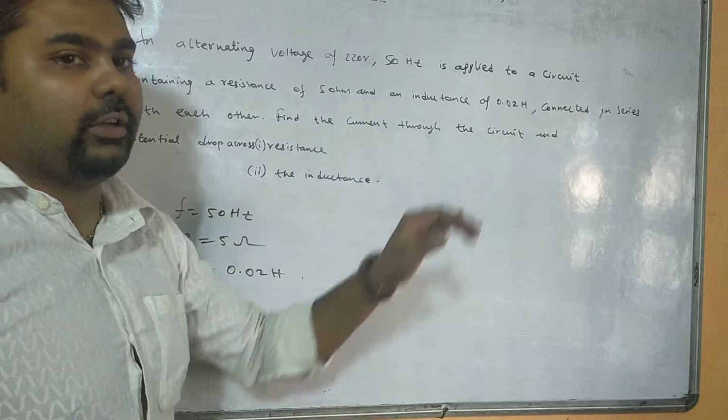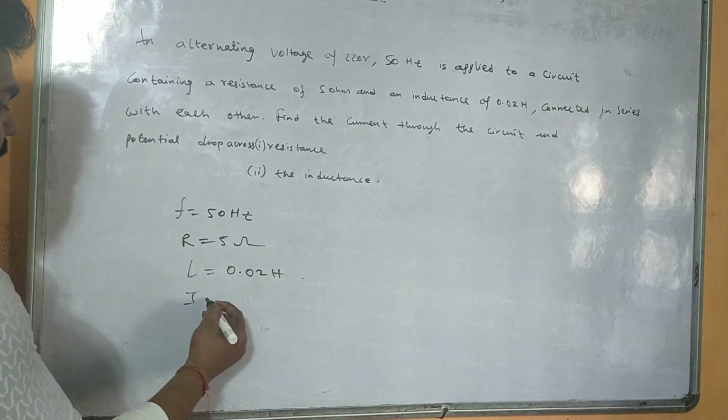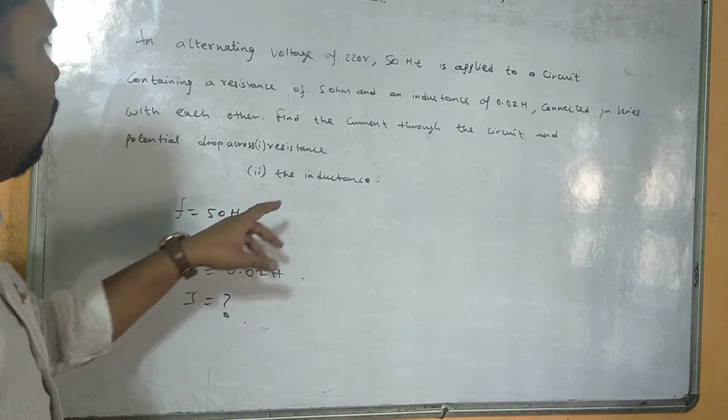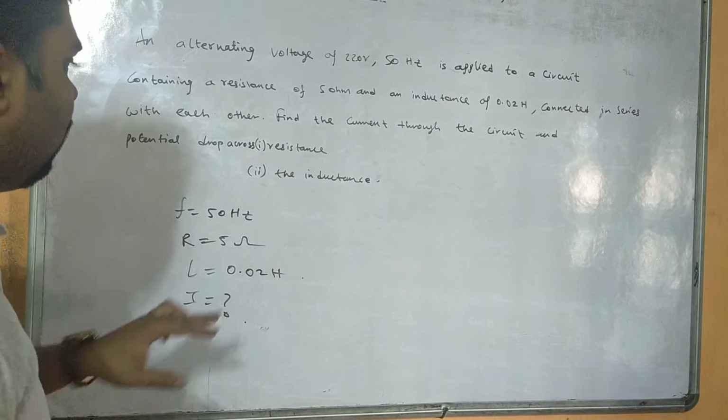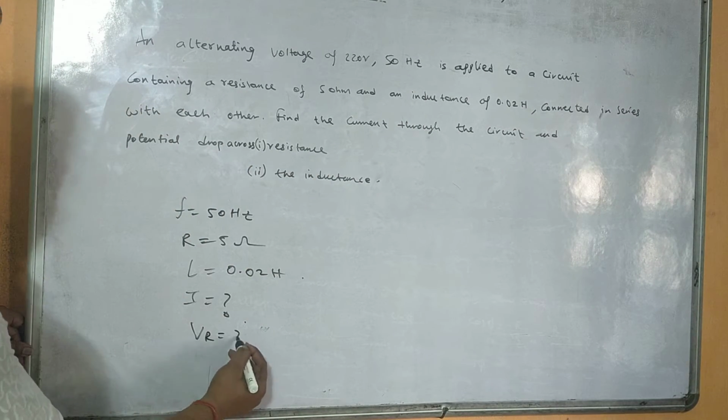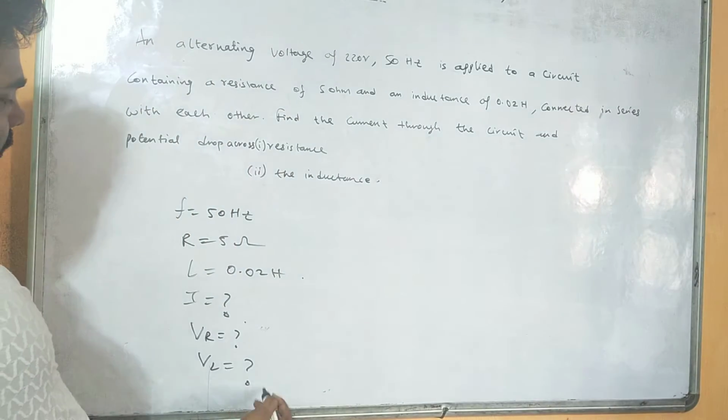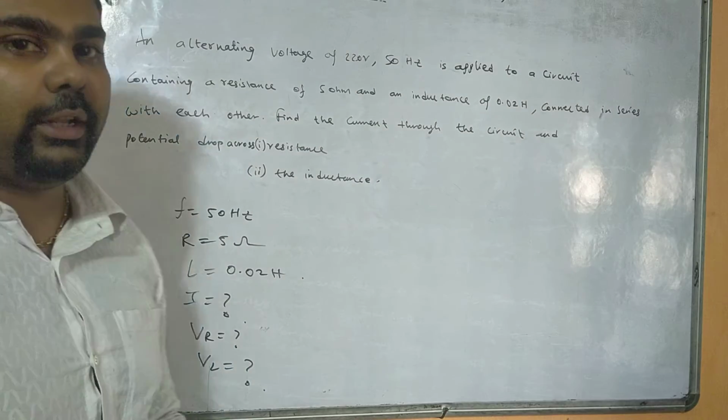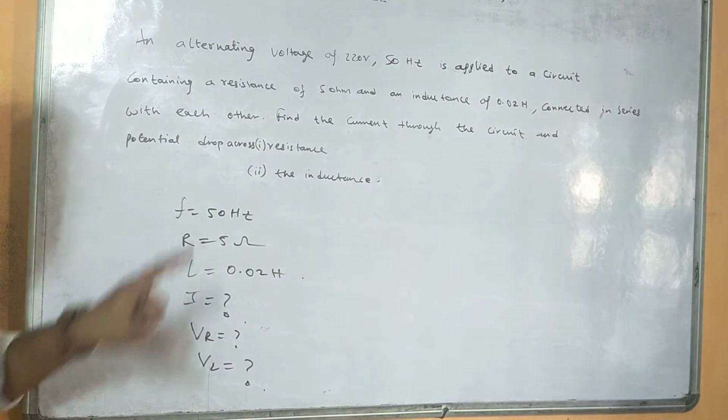Find the current through the circuit. We need to find the current first of all, and also we have to find the potential drop across resistance, that means we have to find VR and we have to find VL. So these are the things we need to find, and these are the things which are given.